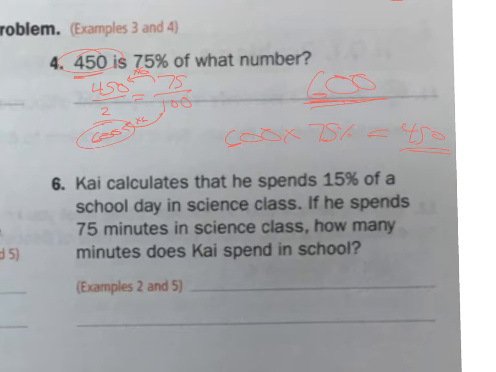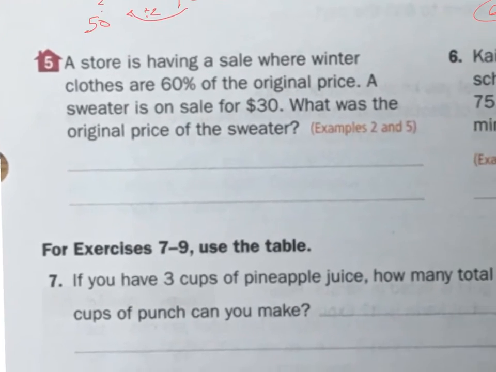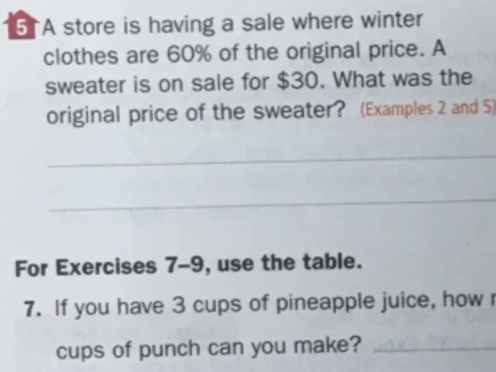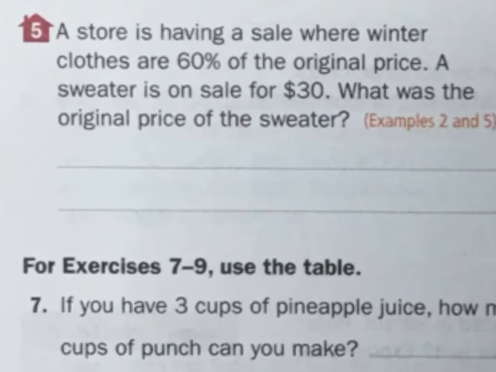Now, let's do 2 more. 5 and 6. Okay, the store is having a sale where winter clothes are 60% of the original price. 60% of some original price. Now a sweater is on sale for 30. So we know 30 equals 60% of some price. So we just have to figure that out.